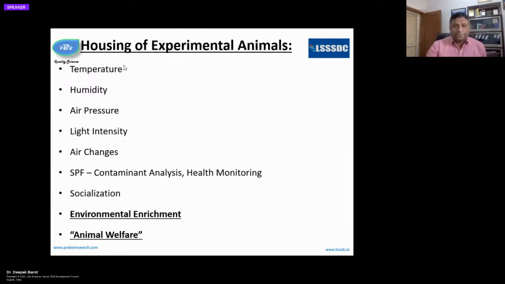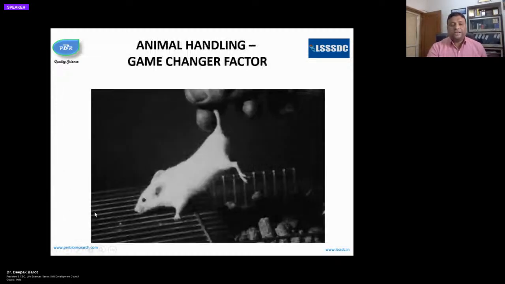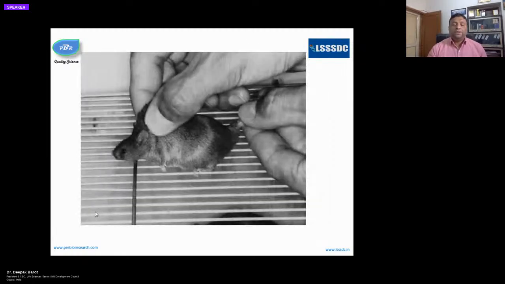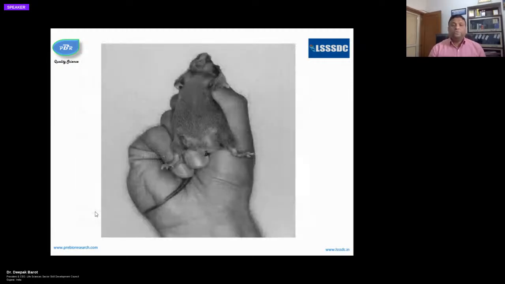When we talk of housing of experiments, I think we already covered everything. Just one point: try and maintain as much environmental enrichment as possible. While handling, always wear protective wear; gloves are a must. Do not handle animals by holding their tails up. You can easily hold them with a flap of skin on their back between the ears with your left hand, and with your right hand you can very gently hold the tail. When you flip around, this is how you hold a typical rat or mouse in your hand.